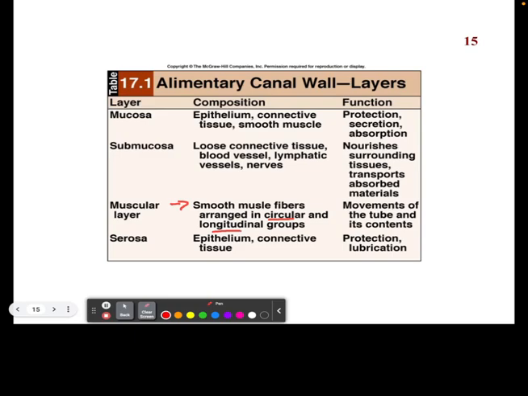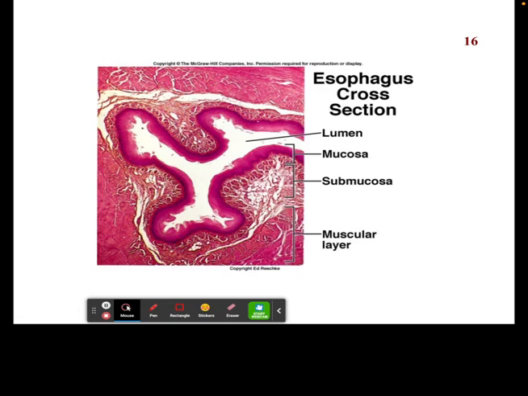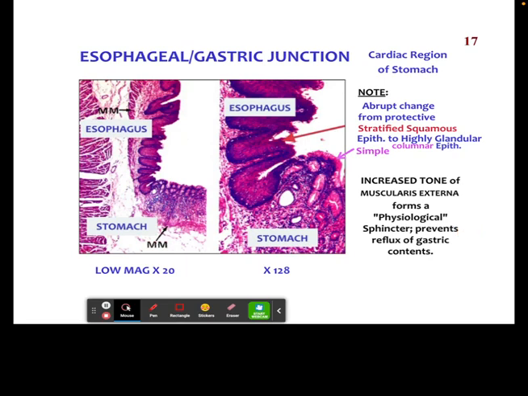And lastly, we have the serosal layer. The serosal layer is primarily made of epithelium and connective tissues, and it provides protection and lubrication. So these are the layers of the alimentary canal. And again, here's an image of it, and here's another image here. Here's one last image, but also a little bit of information.